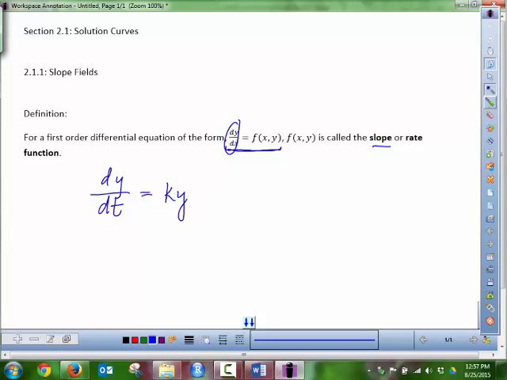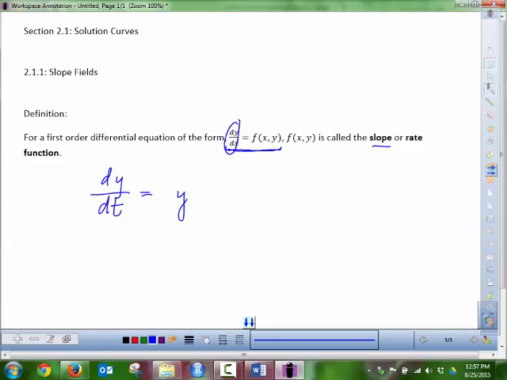Let's put an actual value for k. Let's just pick a number. Why don't we just take k out and let's just say 1. All right, easy enough.